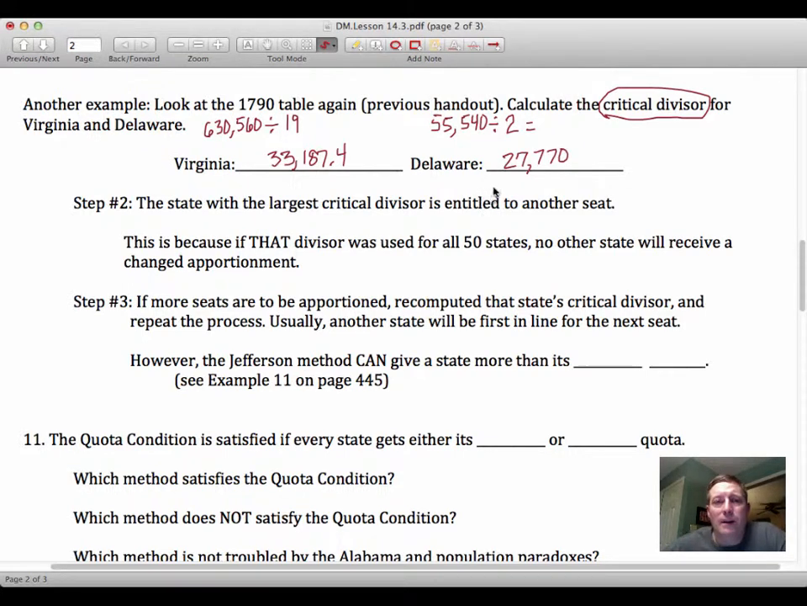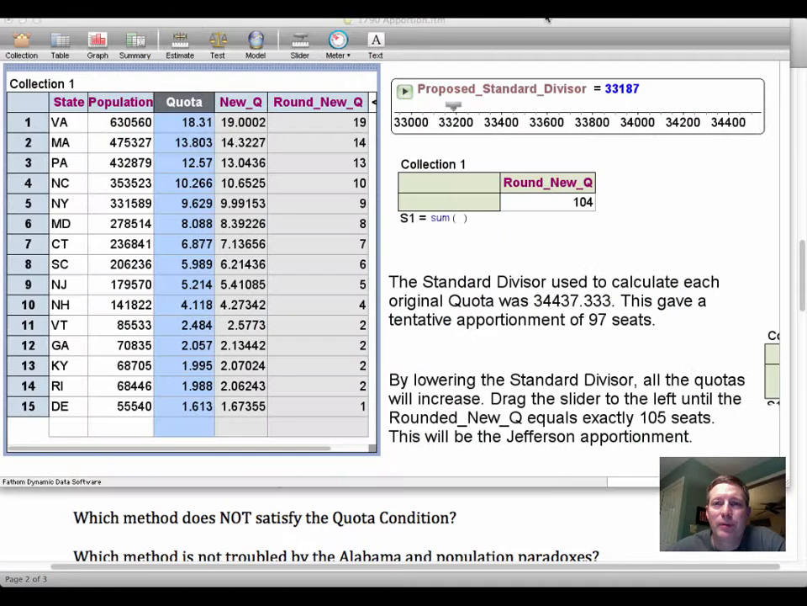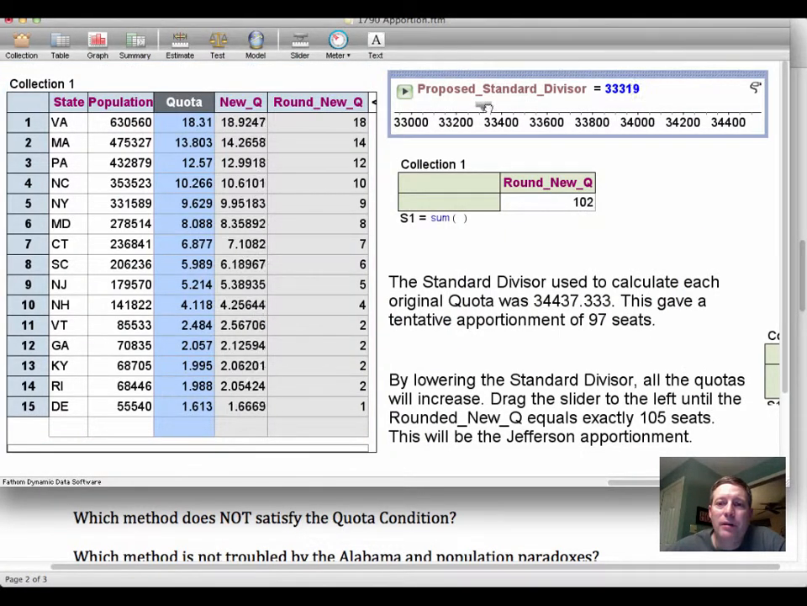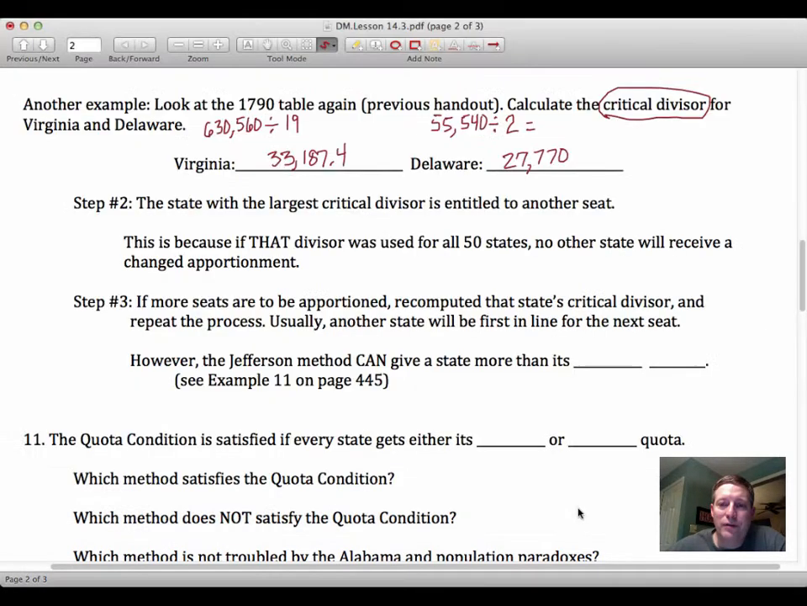All right, so now, see if you can remember back to my little, well, I'll just pull it up here. Remember, we started way up here at like 34,000. When I start dragging this to the left, is it going to hit Virginia first, or is it going to hit Delaware first? Is that number right there going to hit Virginia first or Delaware first?